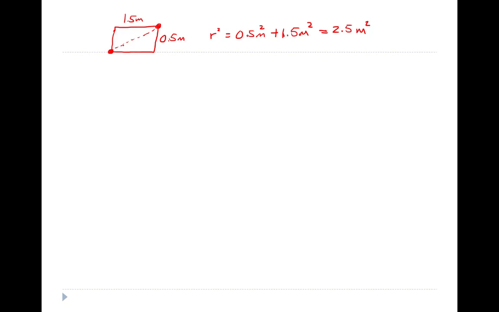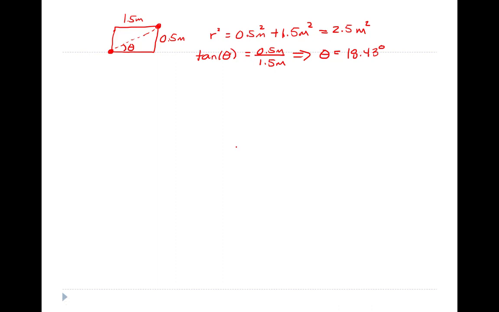The other thing I'm going to need to know is this angle, which I'm going to call theta. I can find theta using the tangent function. So tangent of theta will be the opposite side, which is 0.5 meters, divided by the adjacent, 1.5 meters, which results in an angle equaling 18.43 degrees.